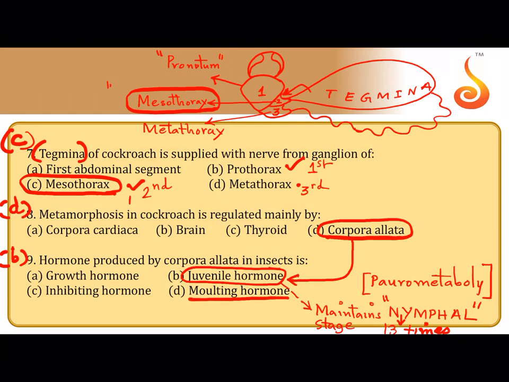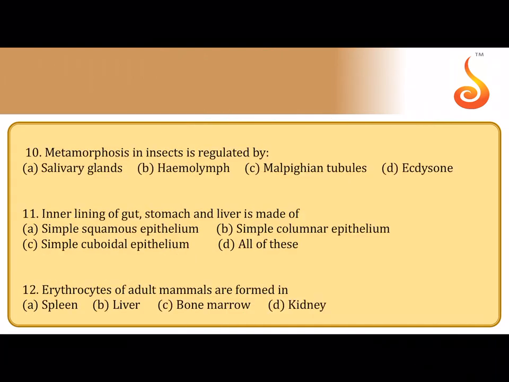Who is responsible for molting process? It is the molting hormone. The technical term for molting hormone is ecdysone. Okay, so molting is regulated by ecdysone. Molting means, you know, it sheds off its exoskeleton periodically and grows a new one. And one of them is maintaining the nymphal stages, which is the juvenile hormone.